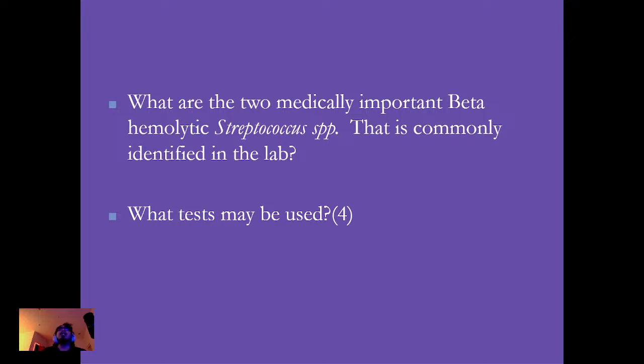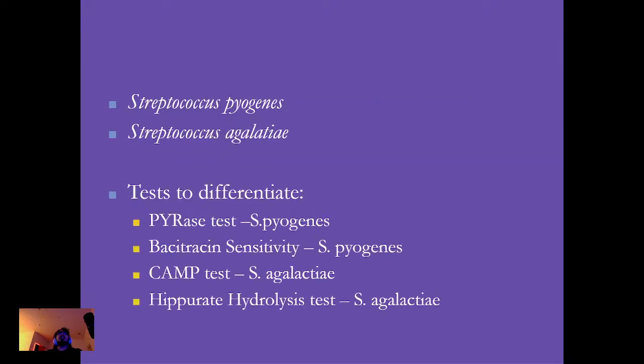There are 2 medically important beta hemolytic Streptococcus that is commonly identified in the lab. What are these? This is Strep pyogenes and Streptococcus agalactiae. Streptococcus pyogenes will test positive for PYRAs and bacitracin sensitivity. PYRAs, ano nga yung PYRAs? Pyrrolidonyl aryl amidase test. O diba, memorize pa rin talaga dito. Kasi paulit-ulit yan nung aral ako eh. Hindi talaga siya nawala sa utak ko. Pyrrolidonyl aryl amidase and bacitracin sensitivity.